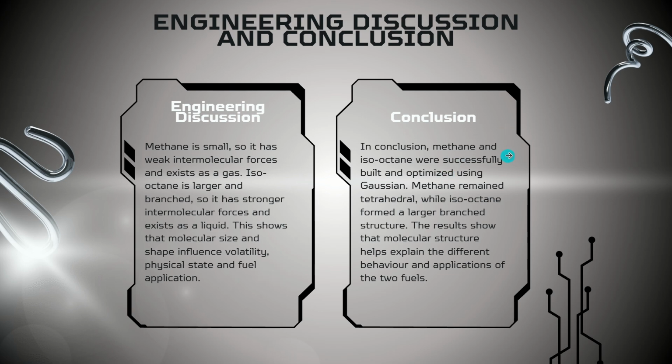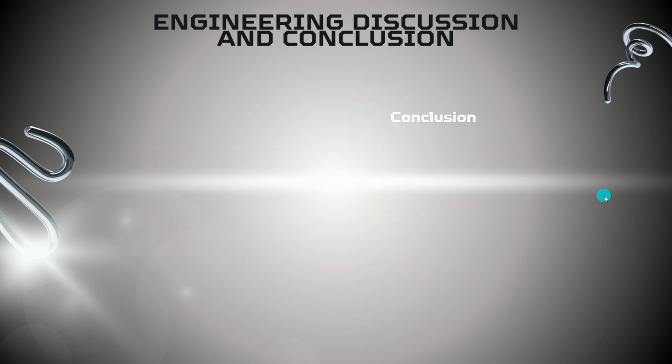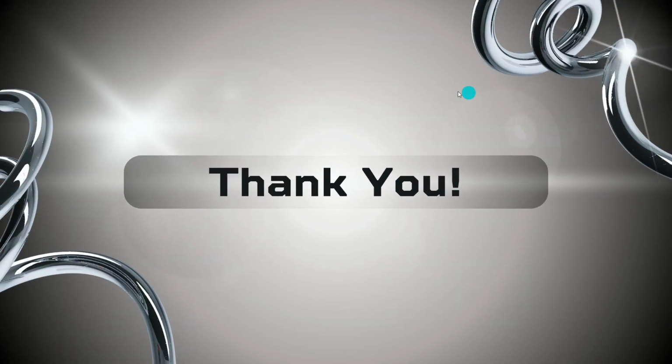To summarize, methane and iso-octane were successfully built and optimized using Gaussian, as I have explained earlier. While methane remained tetrahedral, iso-octane formed a large branched structure. These results show that molecular structure helps to explain the different behavior and application of the two fuels. So this is all from us. Thank you.